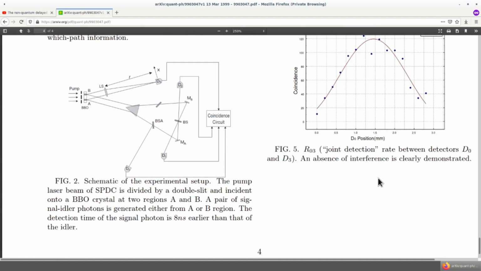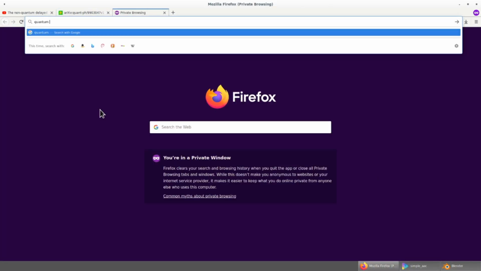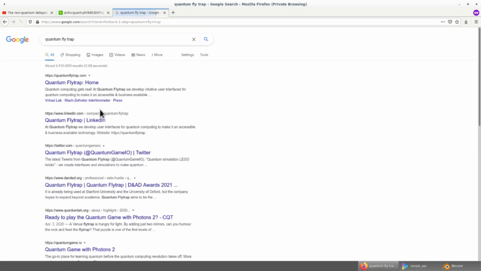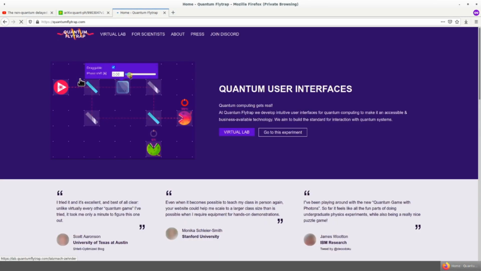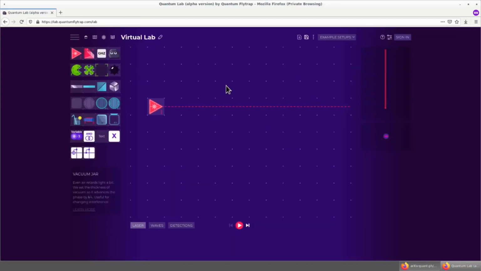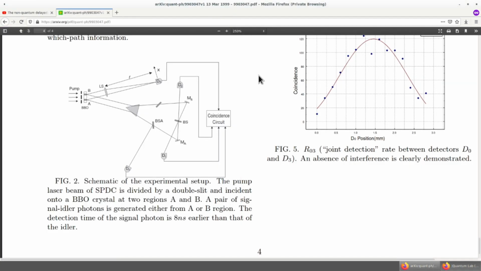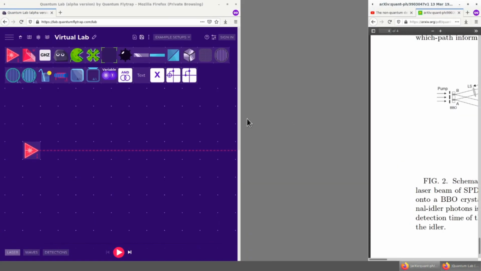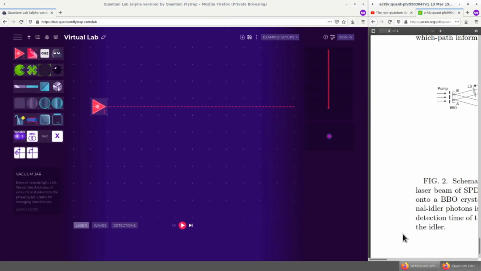The next piece we need is a way to actually build this. And I don't mean build it in the real world, I just mean build it in a simulator, in a virtual lab. And the virtual lab we're going to use is called Quantum Flytrap. And they have this sort of nice editor where you can place down optics components and see what quantum mechanics says they'll do. So let's get the lab and the paper on the screen at the same time. Like so.